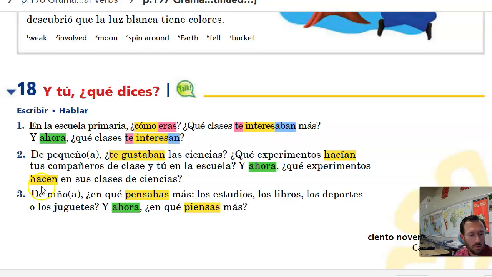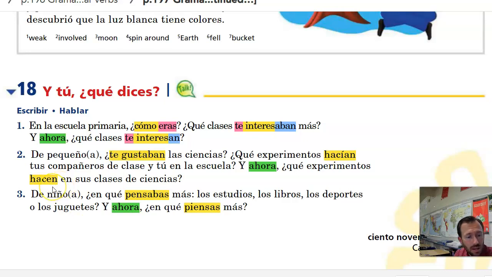All right, last one, y'all, number 3. De niño, ¿en qué pensabas más? When you were little, what did you think of more? Los estudios, your studies. Los libros, books. Los deportes, sports. O los juguetes? Toys. Where did your mind wander when you were a kid?